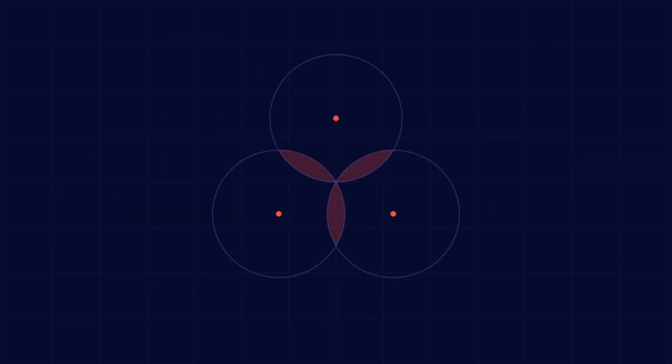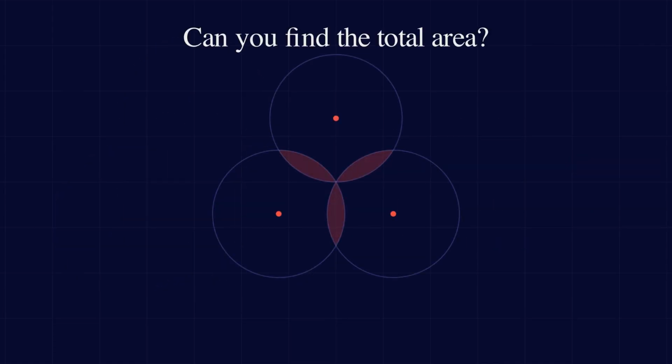Before we dive in, here's a great chance to pause and try this yourself. You have three circles of radius R, each pair separated by a distance of R root 3. Can you find the area of each petal and then the total? Take a moment. I'll wait.